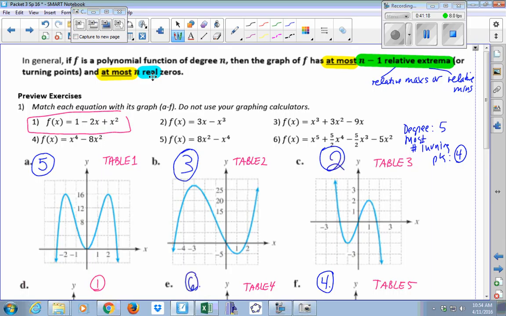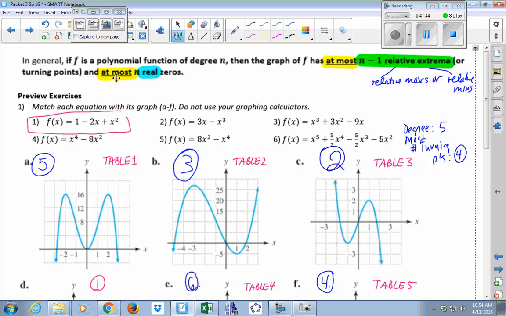I'm not asking where it is. What does real mean? Real zeros, that language, real. Why didn't I just say at most n zeros? Why bother putting real in? All real numbers, right. Okay.